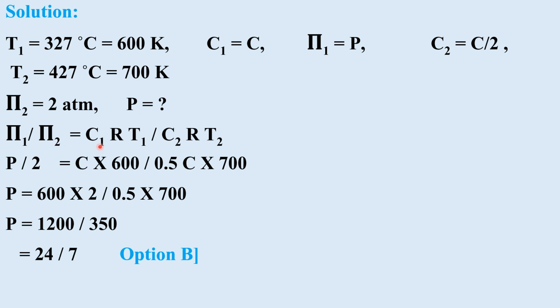π1 by π2 is equal to C1RT1 divided by C2RT2. R and R will get cancelled. Substitute the values. P by 2 is equal to C into 600 divided by 0.5 C into 700. P is equal to 600 into 2 divided by 0.5 into 700. Therefore, P is equal to 1200 divided by 350, thus 24 by 7. Thus, option B is correct.